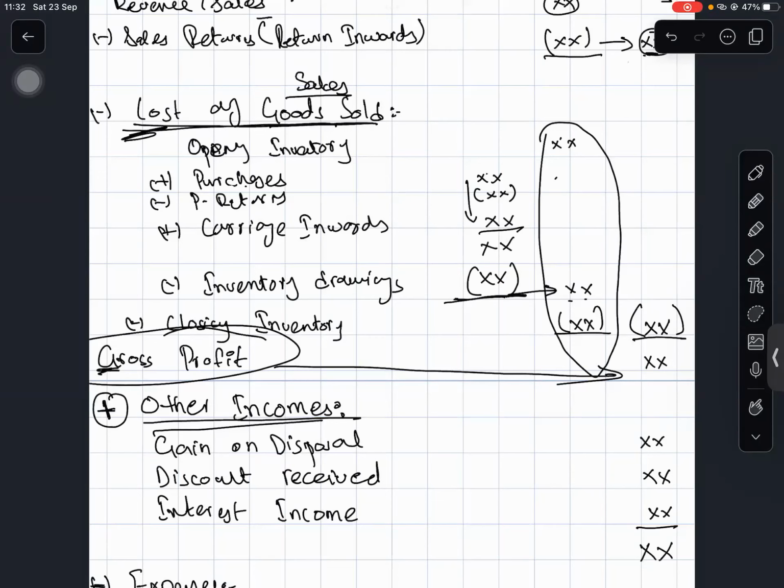Okay, so inventory drawings. If you remember, drawings are owners taking stuff out for personal use, and we studied that drawings can either be in the form of cash or they can also be in the form of inventory or stock. So if you have been given drawings and they're in the form of stock or inventory, you have to subtract those from the cost of sales. All right. Yes, sir. Okay, good.